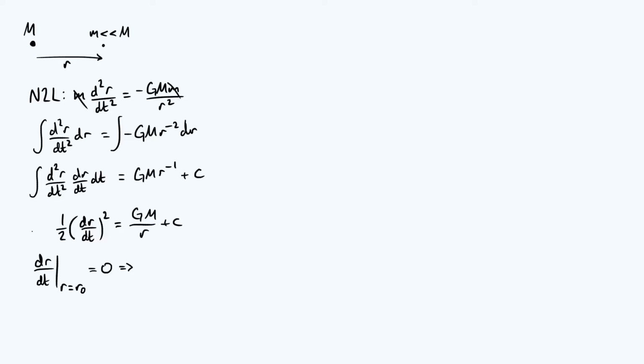Substitute that condition into the previous line. Left-hand side becomes 0. Right-hand side is GM over r0 plus c. And you conclude that c has to be minus GM over r0, like that. Okay, so then we can plug our c back into our integrated equation of motion. And we conclude that half of dr by dt squared is GM times 1 over r minus 1 over r0, right? I factored out a GM.